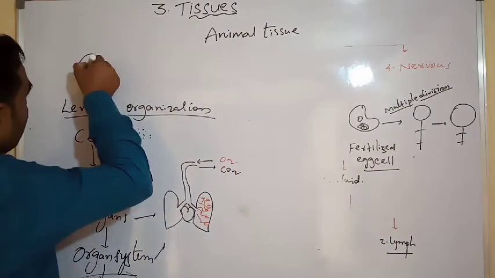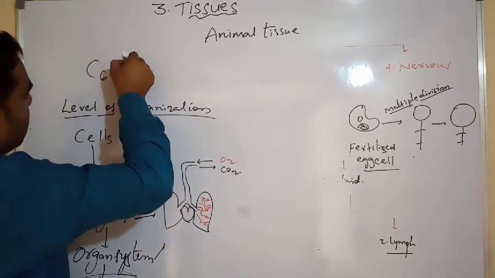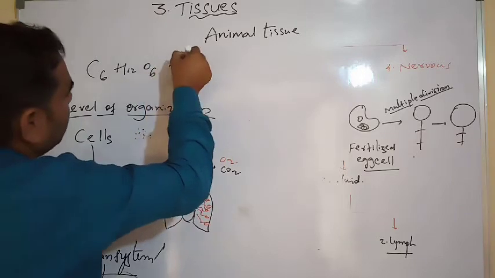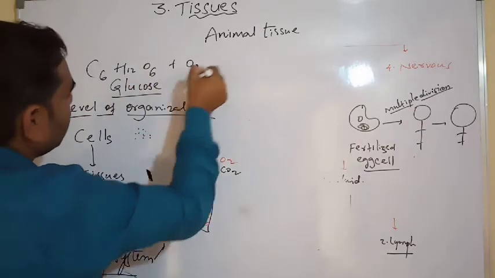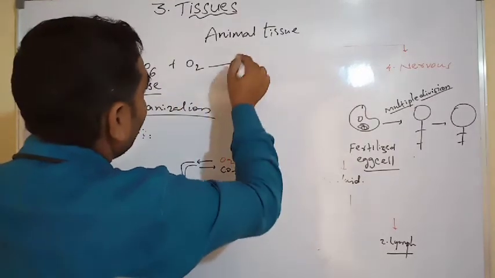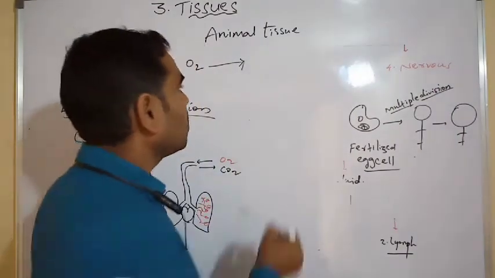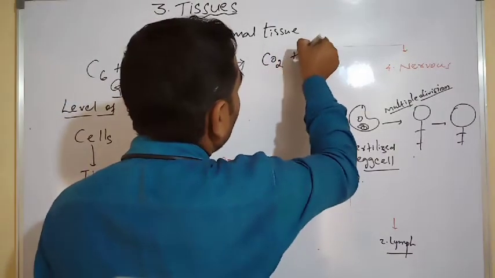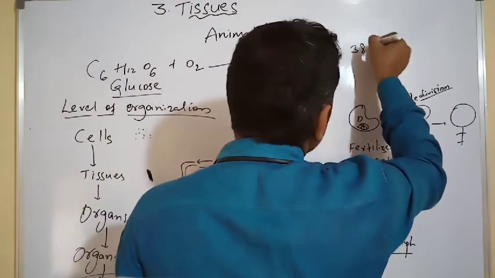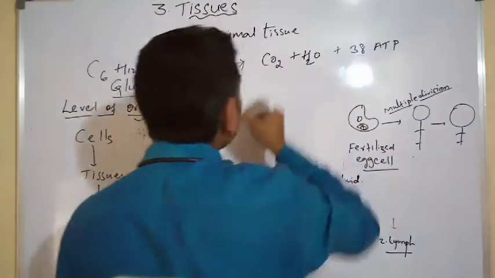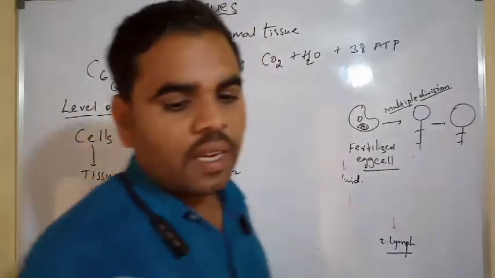See, I am writing here. Glucose, C6H12O6, plus oxygen. This is glucose. Glucose reacts with oxygen, forming CO2 plus H2O plus 38 ATP. ATP is generated.